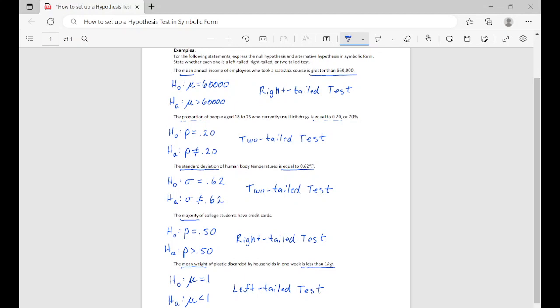So first thing is, when you're trying to find out what the symbol should be, just look to see if it's a mean, a proportion, or standard deviation. It'll be the same for both of them. And then look for what it's saying off to the side. Greater than, equal to, majority, less than, and that'll help you figure out what the alternative sign should be, whether it's greater than, not equal to, or less than. Just remember the null should always stay equal to.